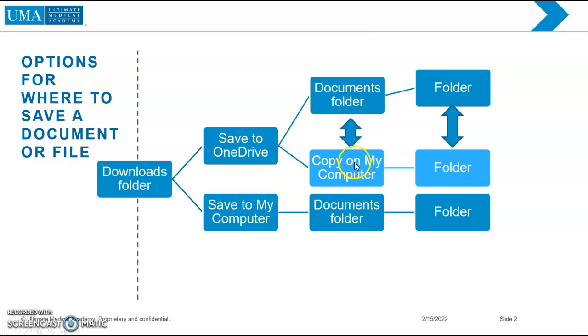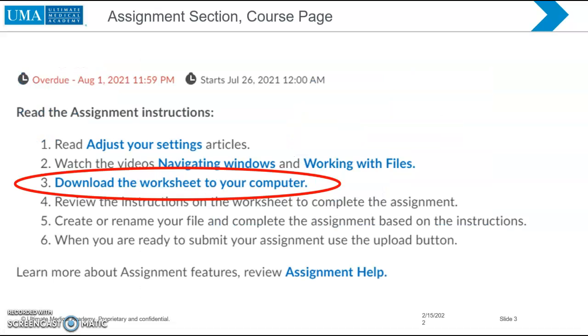So you get a backup, two different copies. The OneDrive is automatically backed up. This is a nice feature, and I would recommend that you save anything that's really valuable to your OneDrive so that you get the advantage.